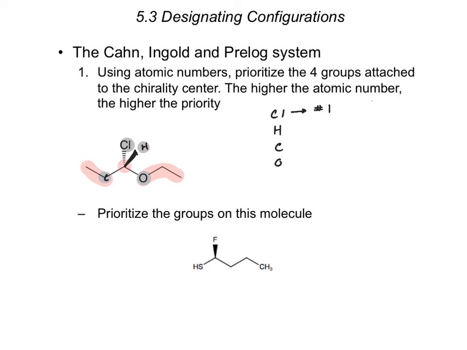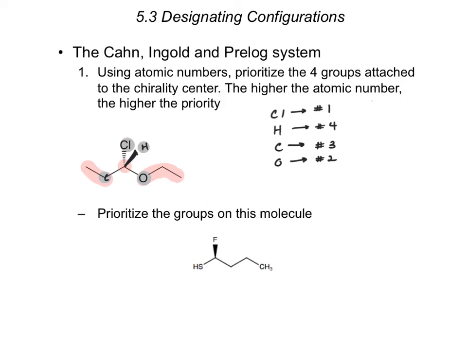Who comes next? Oxygen. If we look at the atomic mass of oxygen, it's 16. So we're going to give this number 2. Who's number 3? Carbon. Carbon is 12 AMUs, so this is number 3. And then who is number 4, final? Hydrogen. Okay? Hydrogen's always going to be number 4. Well, not always, no. There could be carbons that don't have a hydrogen attached to them and still be a chiral center.